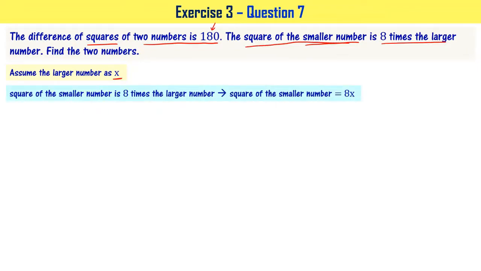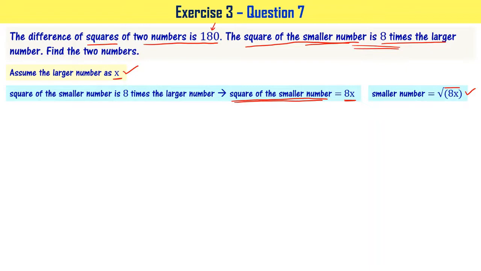Square of the smaller number is 8 times the larger number. It means the square of the smaller number is 8 times x, right? If the square of the smaller number is 8x, what is the smaller number? The smaller number is going to be square root of 8x, right? Now you see, you have assumed the larger number to be x and we got the smaller number to be square root of 8x using the second statement given here, right?